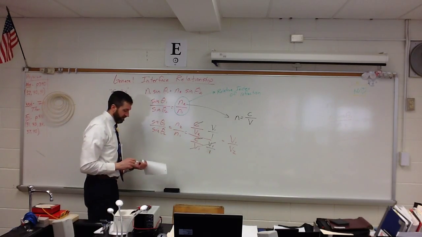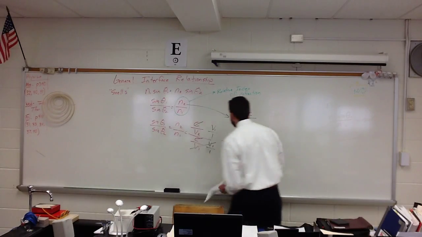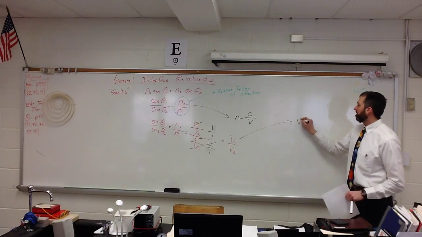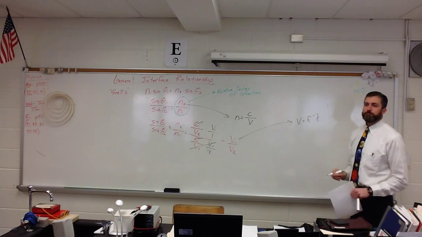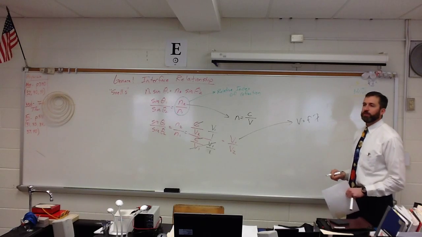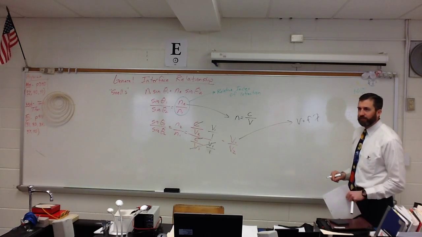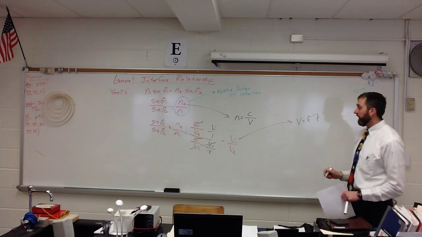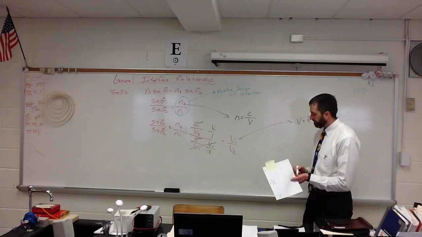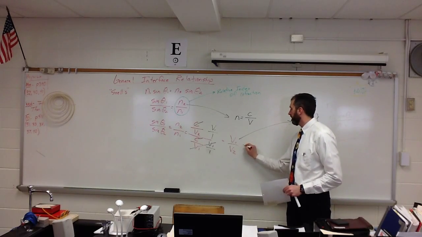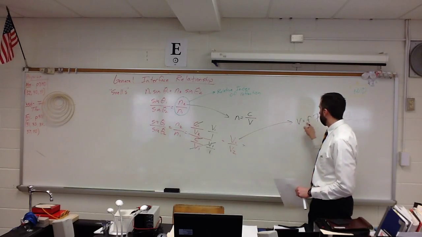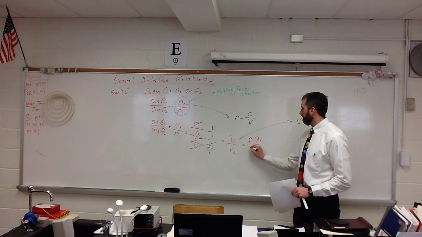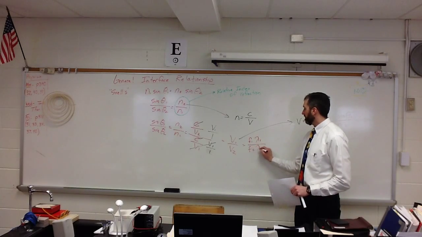But we don't stop there, because there's one more relationship that I can show you. You also most definitely recall that v is equal to f lambda, right? Velocity is frequency times wavelength. And we can apply that in the same way. So I'm going to plug right in here, and I'm going to say, okay, v1 would be f1 times lambda 1, and v2 would be f2 times lambda 2.